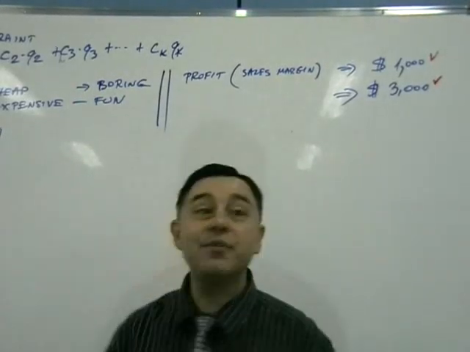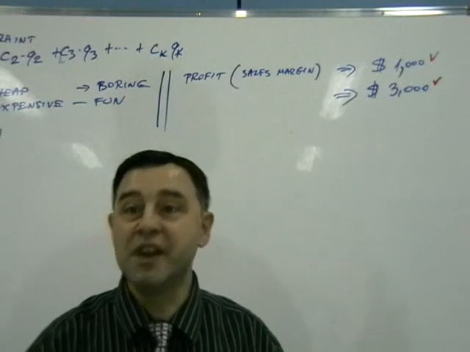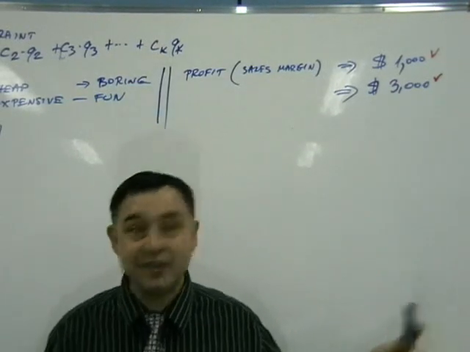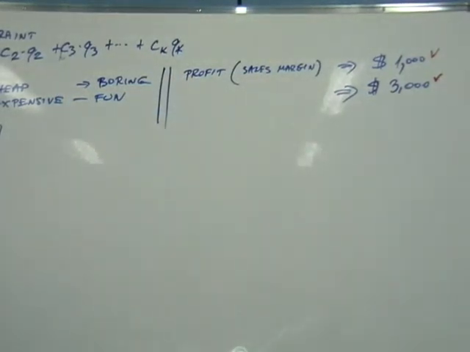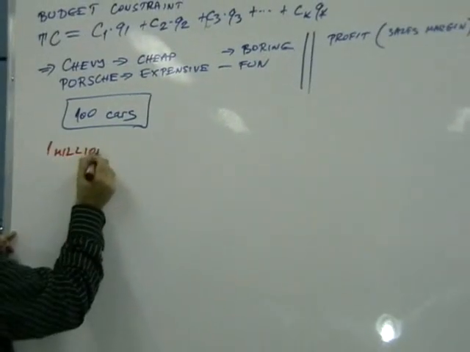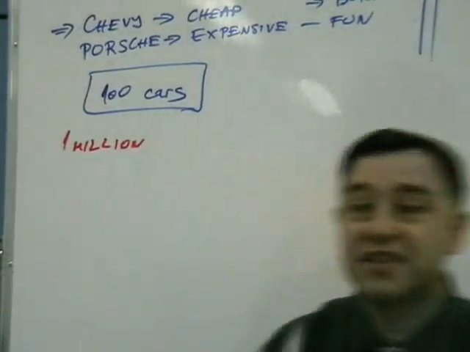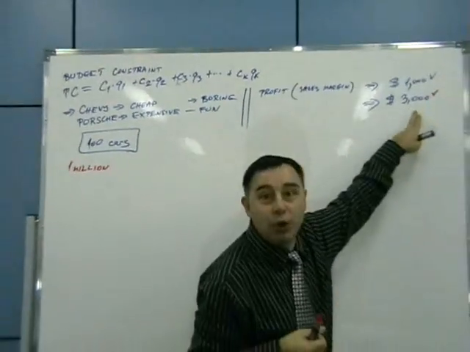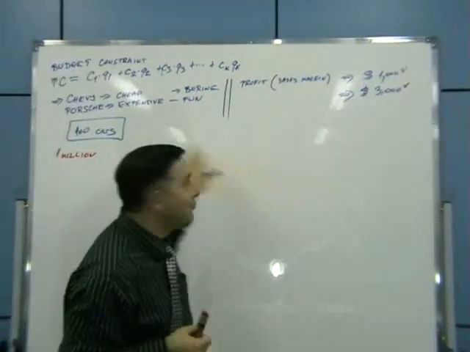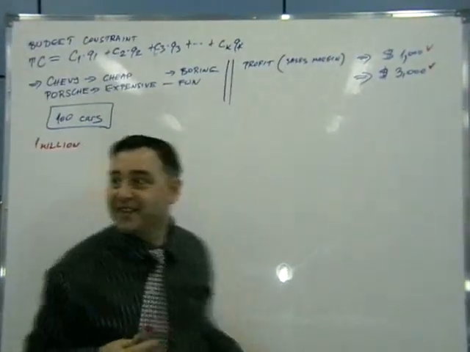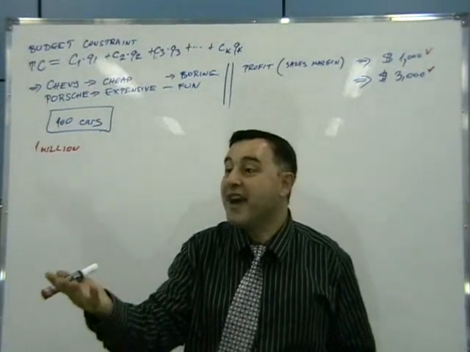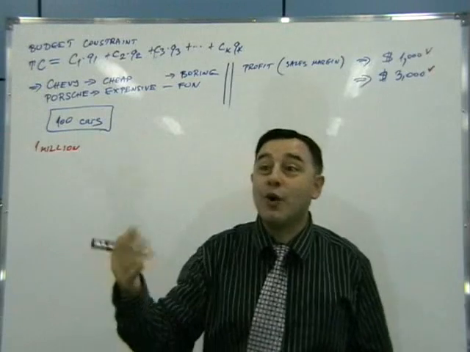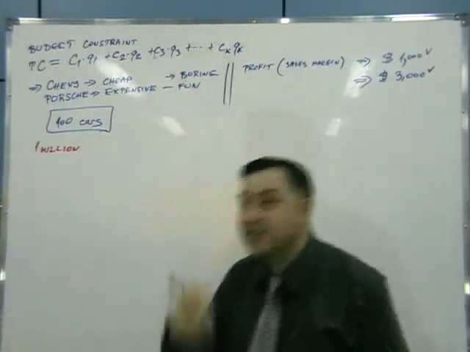Now, what would happen if you have a 1 million constraint? What's the next step? You just say, hey, let's fill it up with Porsches nevertheless. What's the result? You can't. Why can't we? Because of the price of the Porsches, the cost of the Porsches.